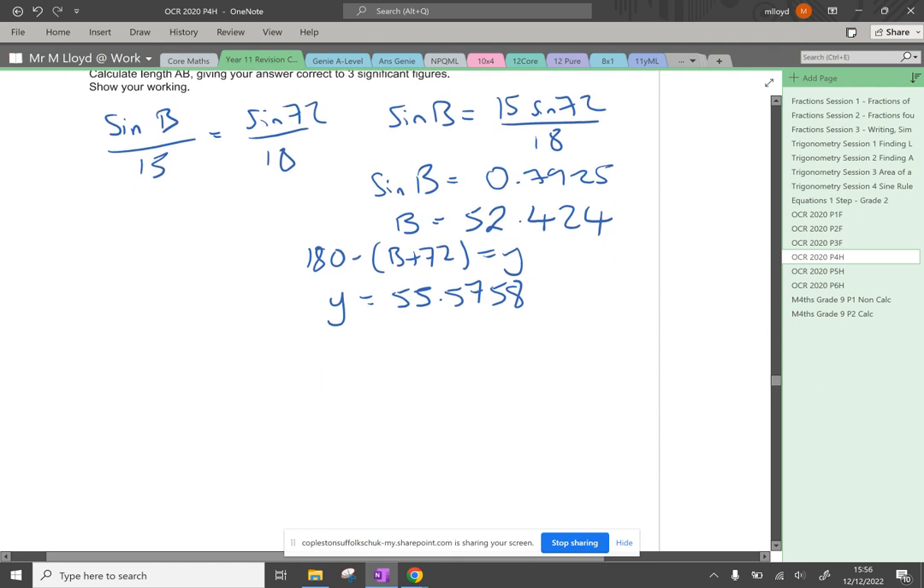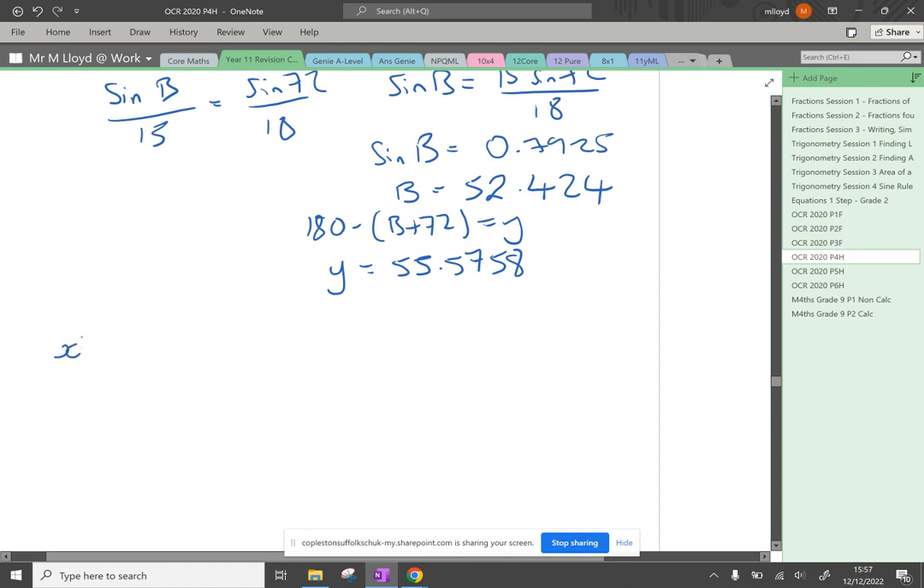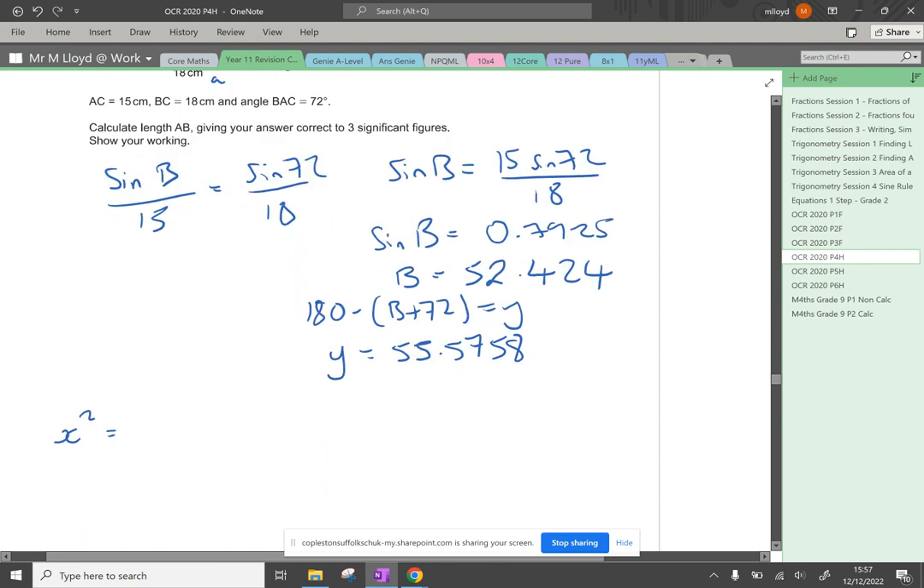And I've got everything in the right context. So x squared is going to be equal to 15 squared plus 18 squared. Oh, let me write this out. A squared equals b squared plus c squared, take away 2bc cos A.